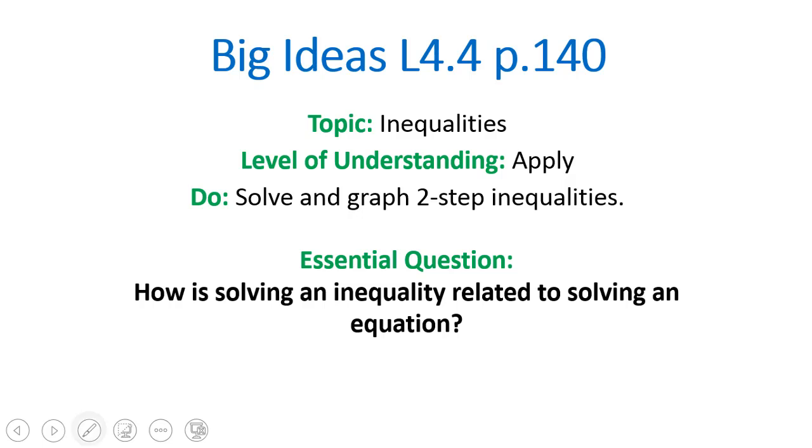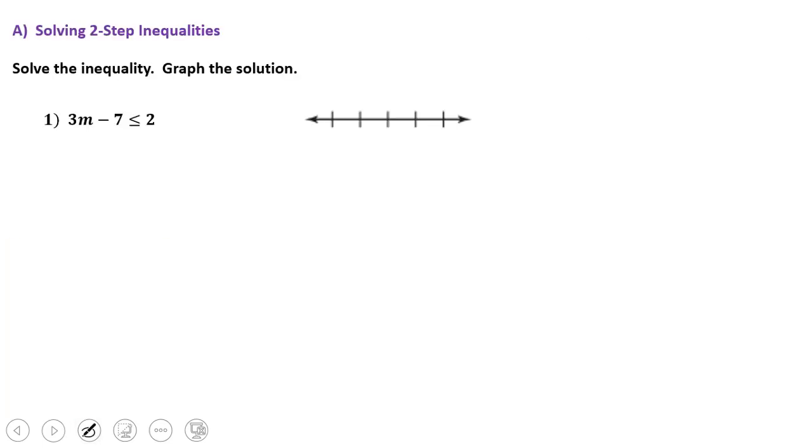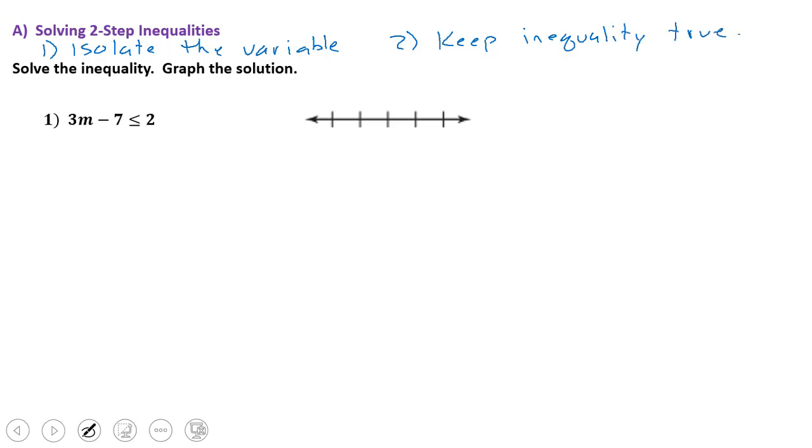There's not a whole lot of notes to be taken, but there is something I want you to write down. There's not a lot of space, but I know you can squeeze it in there. Right underneath where it says A, solving two-step inequalities, and right above where it says solve the inequality, graph the solution, I want you to write: 1. Isolate the variable. And then number 2, keep the inequality true.